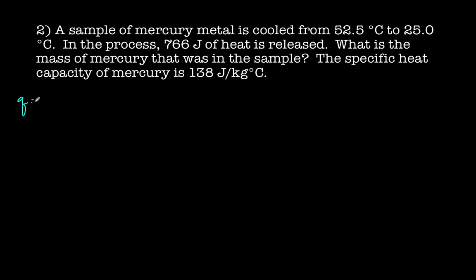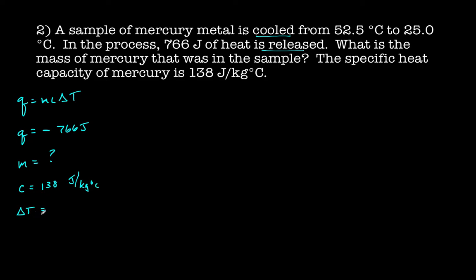So Q equals mc delta T. I'm just going to start with all of my knowns and unknowns again, knowing that mass is my unknown in this problem. And let's try and solve for the others. Q, again, I am going to have a negative Q value because my heat is released, it is cooled. I am having an exothermic reaction, meaning that I am going to have a negative 766 joules. My C stands for my specific heat capacity, and here I have 138 joules per kilogram degrees Celsius.